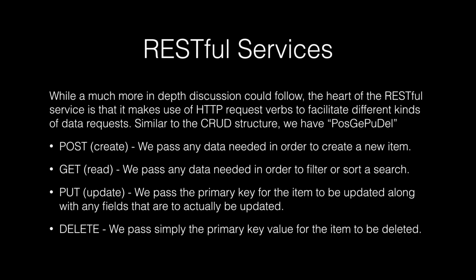So post is for creating new entries, get is for reading existing stuff, and then we have put, which is the equivalent of the update, where we pass the primary key for the item that we want to be updated along with any fields that are to actually be changed. And then with the delete, we simply pass the primary key value for the item that we want to delete, because really we don't need to know anything more about the item except the unique identifier so that the database or API can select that item and delete it.